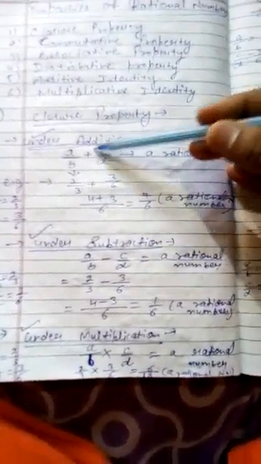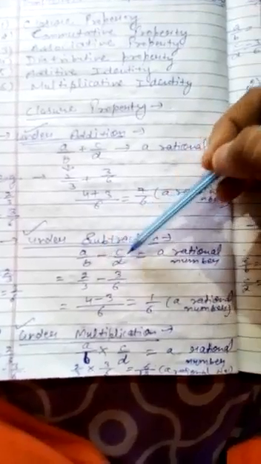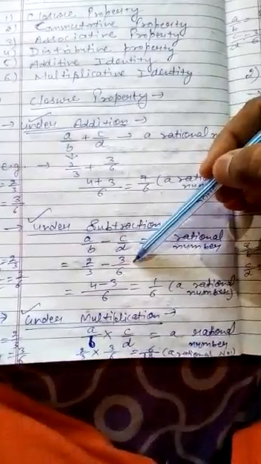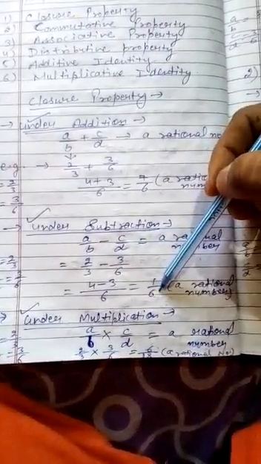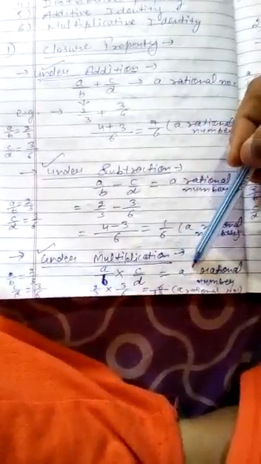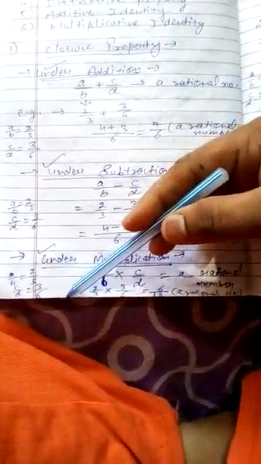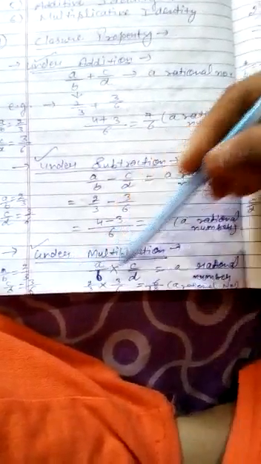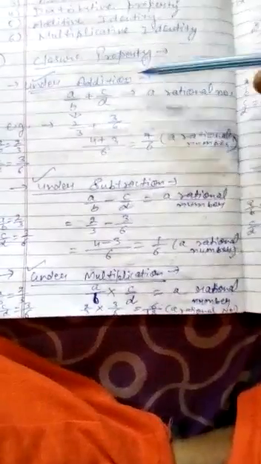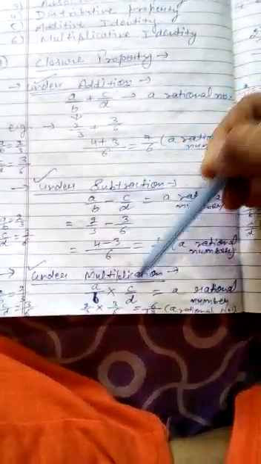Under subtraction, just minus sign will be applied here. A upon b minus c upon d is equal to a rational number. When the same values, same example I am taking here, if you will put here in these, you will get 1 upon 6. This is also a rational number. Now under multiplication, a upon b multiplies c upon d, if we will solve, we will get a rational number. The same example, a upon b 2 upon 3, c upon d is equal to 3 upon 6. If you will put these values in this, you will get 6 upon 18. This is also a rational number. So we can say that closure property holds under addition, subtraction and multiplication.